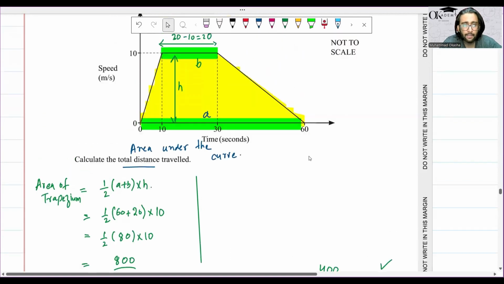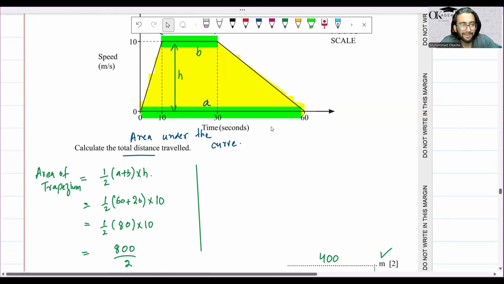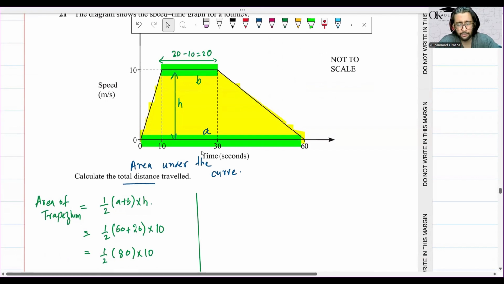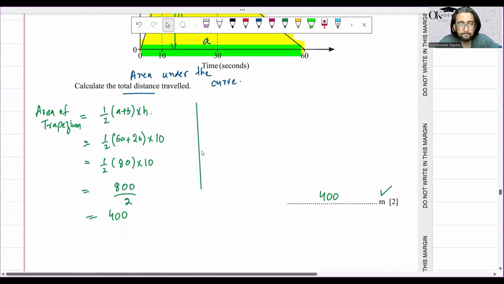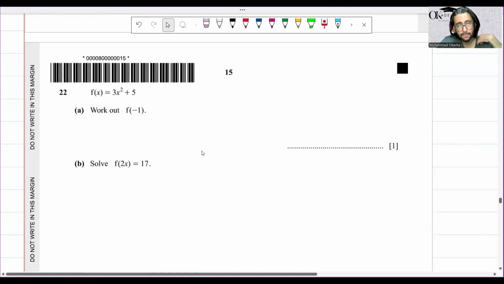The other way of doing it, I'll just tell you, I'm not going to do it. The other way would be to split the whole thing into three different shapes. You can see a triangle, you can work out its area, you can work out the area of the rectangle, the second shape, and the area of this triangle, and add up all three areas. If that sounds like nonsense, you can just ignore it. But I think the simplest way is to use the area of a trapezium.